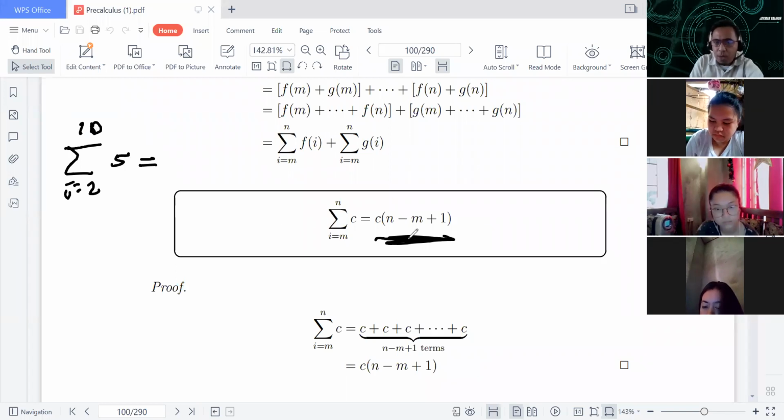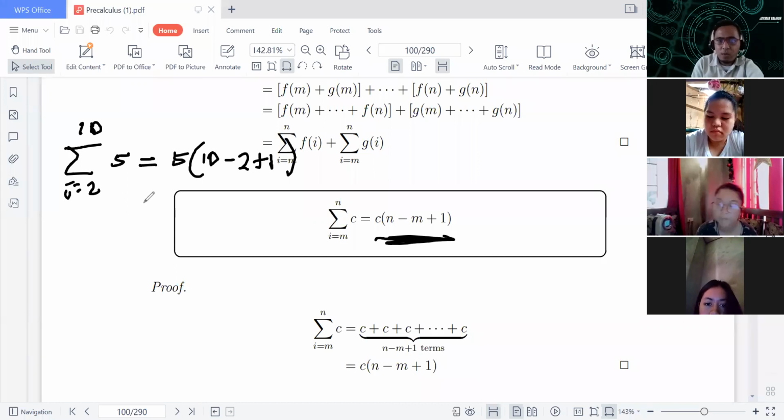So you will just plug in the values here. Your c is 5, so it will be 5 from here. Your n is 10, your m is 2, so minus 2 plus 1. Got it? So you just have to follow this formula, and then it will be 5 times, this is just 9, I think, right? Because this is just negative 1, then 10. So this is just 45. Clear?